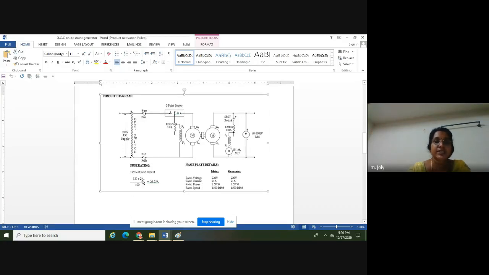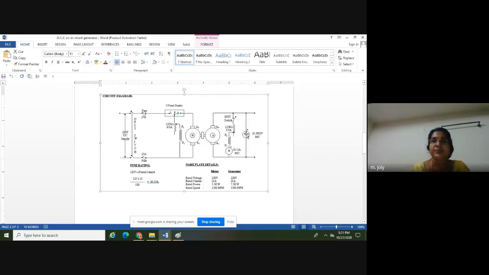Here the fuse rating is given, and then the nameplate details are given. This is the circuit diagram which you have to draw in the lab. You have to draw the motor, along with the generator. Why is it so? Because the generator input is obtained from the motor; the generator and motor are coupled together. Then the armature terminals, field terminals. Here the field is there, the field ammeter is there, then the rheostat is there.